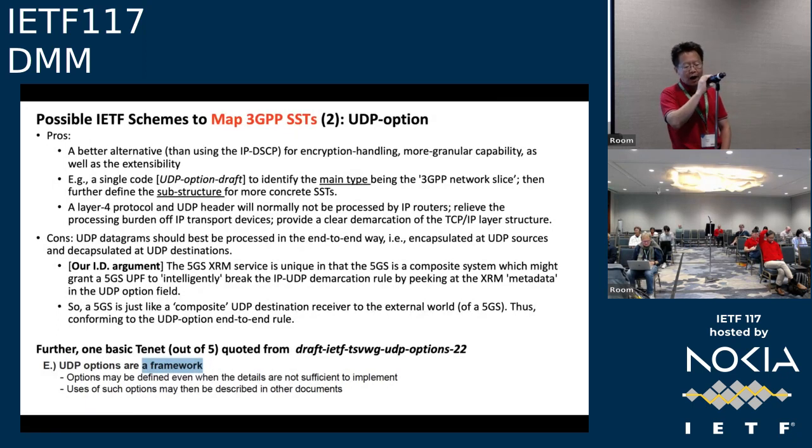Sorry. The argument here is that the 5GS is more like a composite system. It has a UE inside and also has the UPF, so it is like a black box, or just a joint in the IP domain. When the datagram reaches the 5GS, it is up to the 5GS to do all the work. It has full control of the system, with the UE and the UPF. So in a broad sense, it is just like end-to-end. That is the argument.